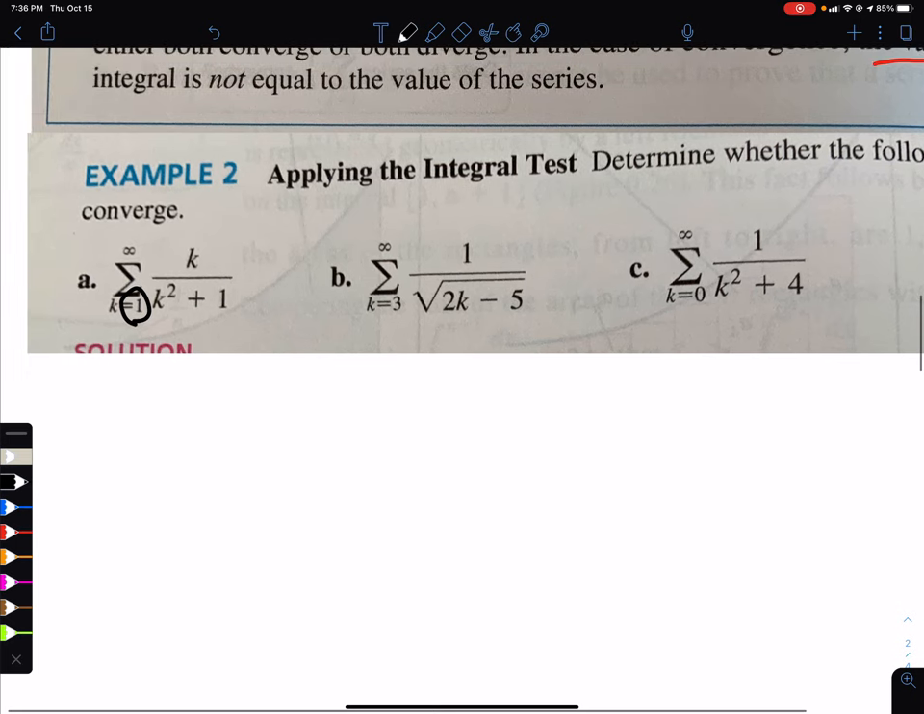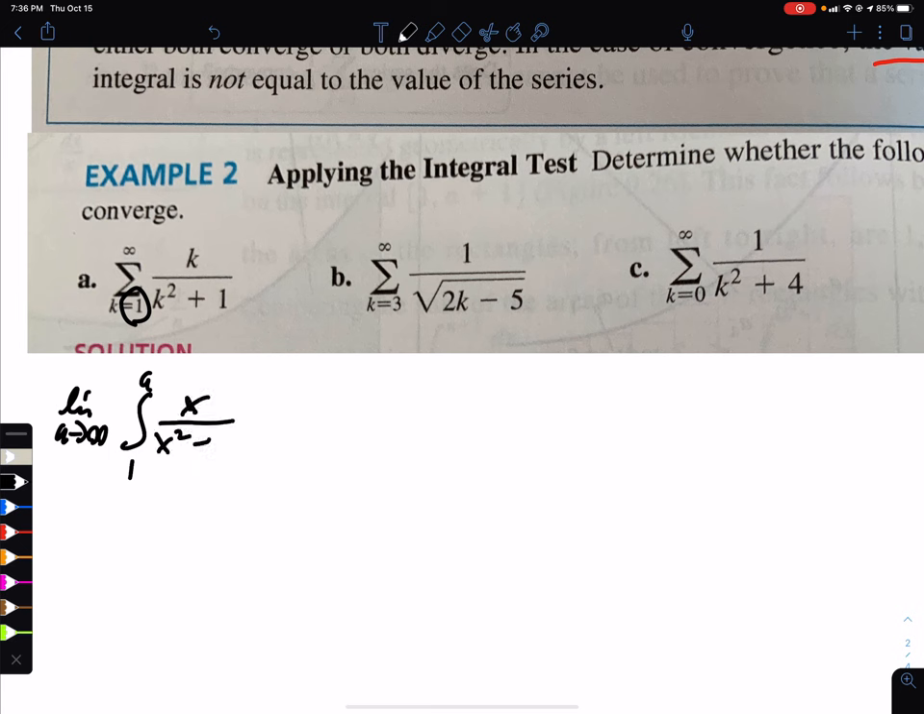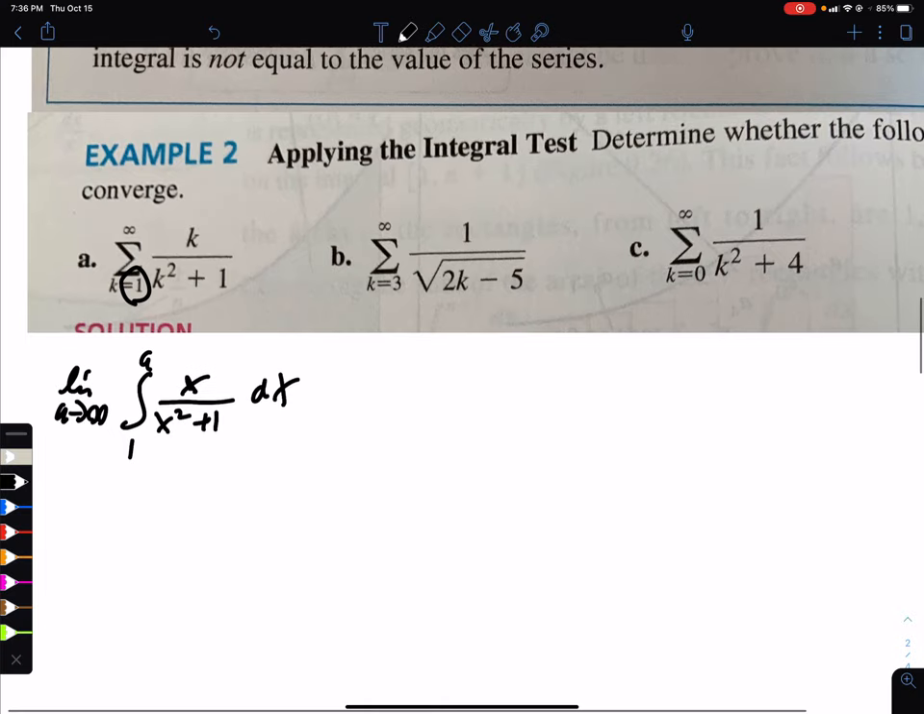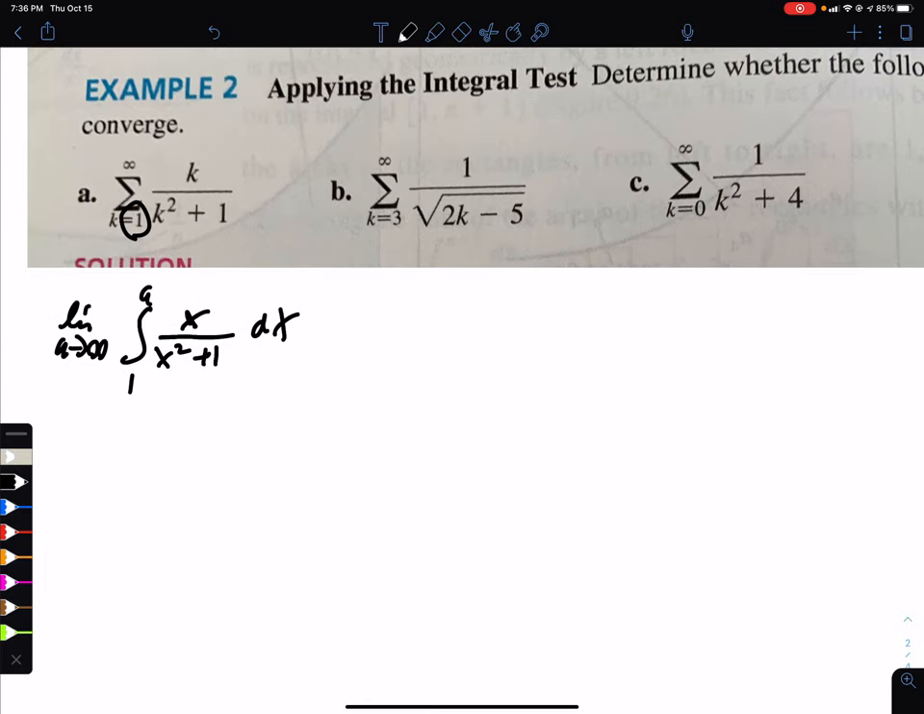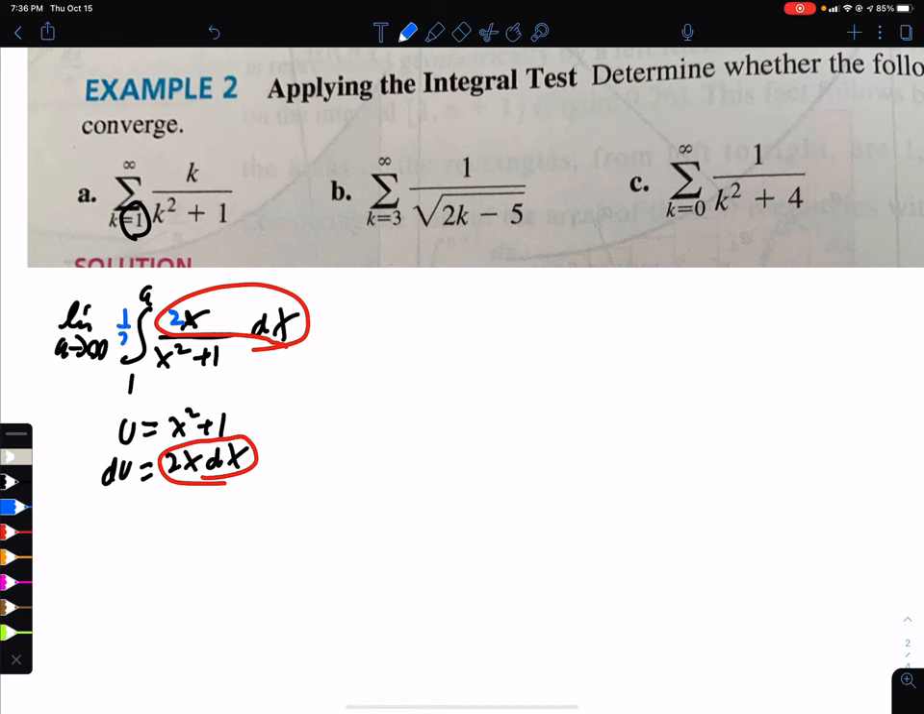The next thing I would have to do is recognize, hey, I can integrate this. I know how to integrate this. So I go 1 to a, the limit as a goes to infinity, it's an improper integral. I'll use x's. I like x's. And this turns out to be a u sub. If I make u the denominator, du is 2x dx. And here's the question. Do I have 2x dx here? Not yet, but now I do. So I can rewrite this.